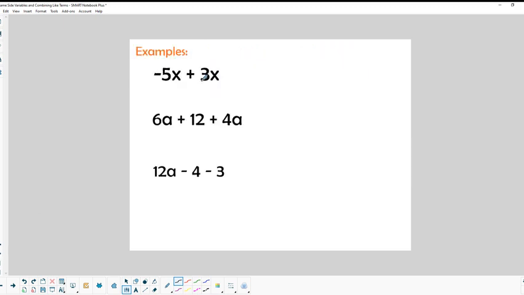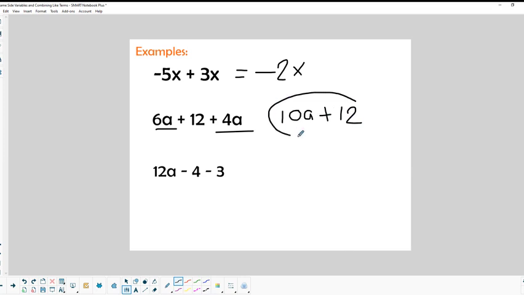So a couple of examples might be like this. Negative 5x plus 3x. If I combine those together, negative 5 and 3 combine to give me negative 2x left over. This one we've got 6a and 4a. 6a plus 4a is 10a. I'm combining the a terms. And then left over is 12. It's not a like term, it's a constant. So I've simplified this expression by combining the a terms.